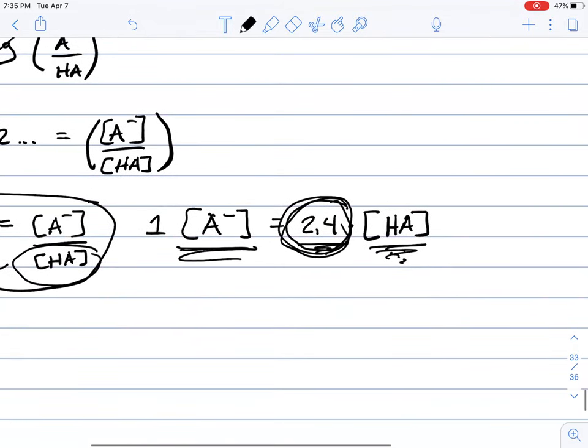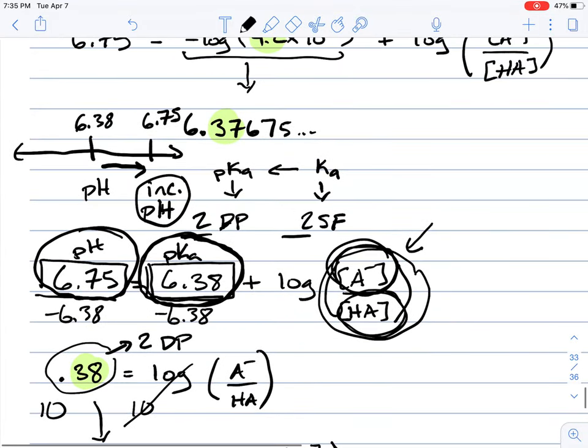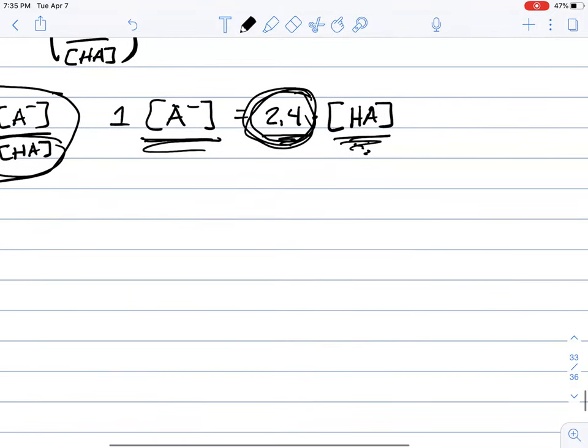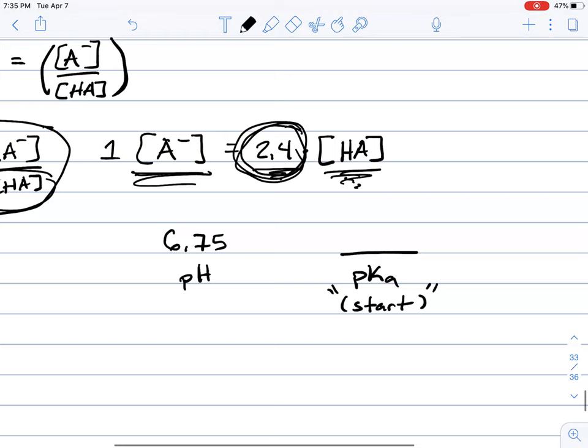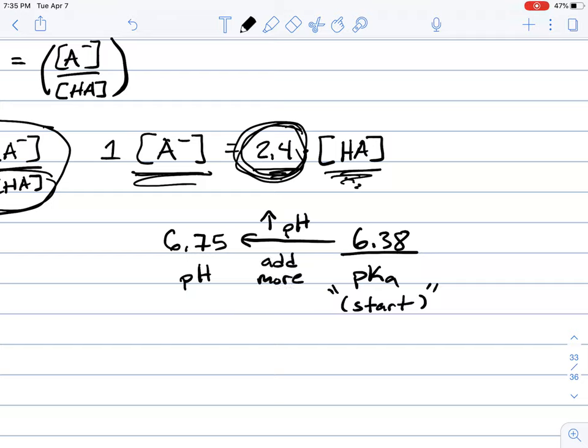So hopefully you guys kind of understood that derivation. I should have written this stuff right underneath it. It kind of got messy. And so overall, for me to start, this is my pKa, which is my starting point, if you will. And since my starting point was 6.38, I'm increasing the pH. And the only way to increase the pH is to add more conjugate base. And this is the reason why we're multiplying the concentration of the weak acid by 2.4.